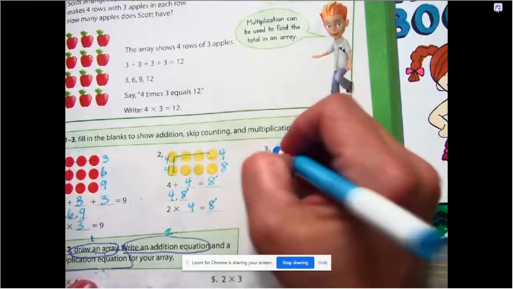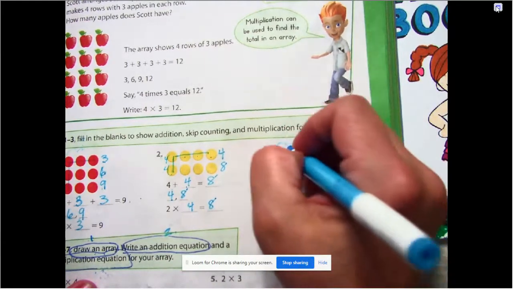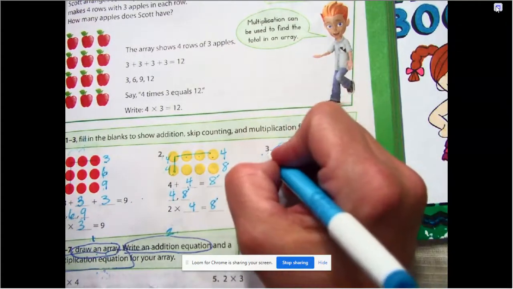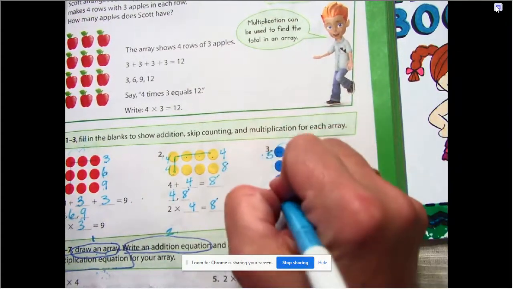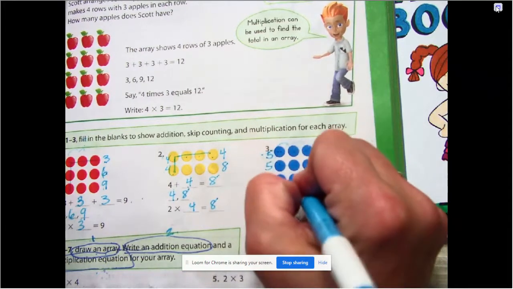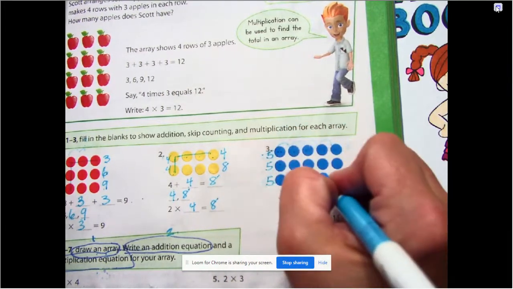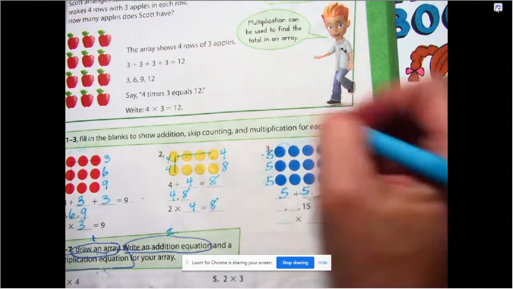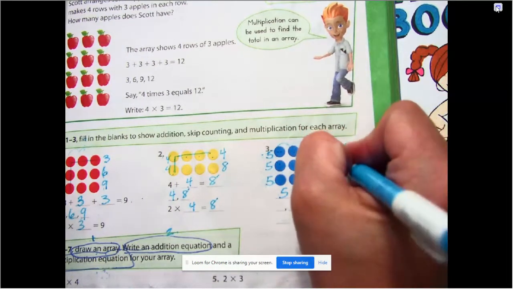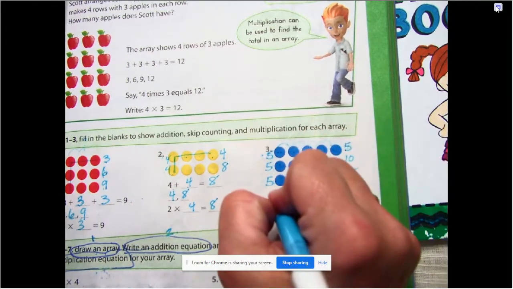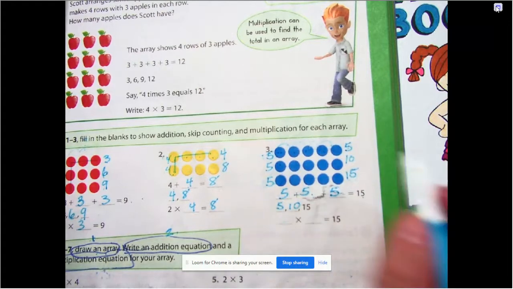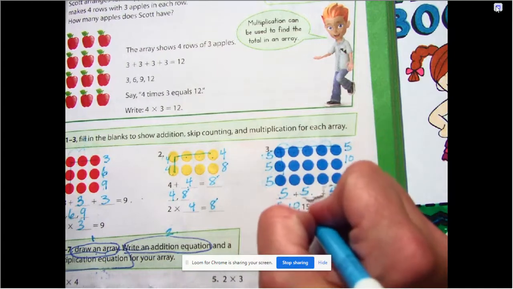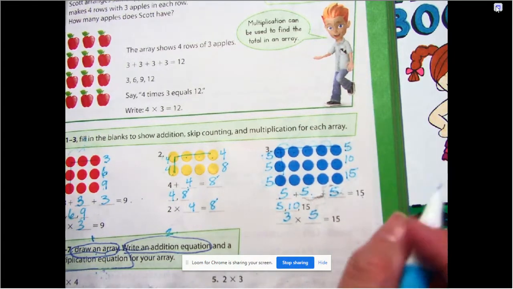Okay, number 3, we have 1, 2, 3 rows with 1, 2, 3, 4, 5 in each row. So our repeated addition, we're going to do each row. So there's 5 here, plus 5 more, plus 5 more. 5 plus 5 plus 5 is 15. So we're going to skip count 5, 10, 15. 5, 10, 15 right here. So that would be 3 groups of 5. 3 groups of 5 equals 15.